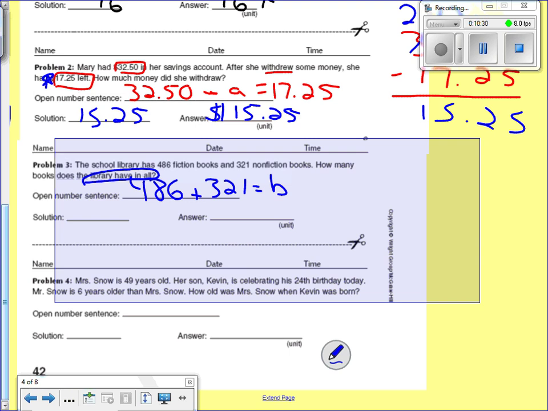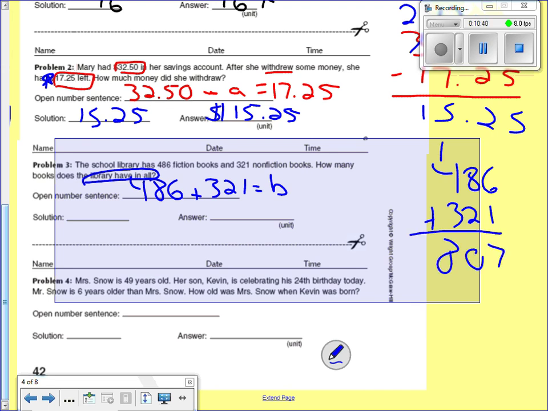But on the side of our paper, we're going to go ahead and work it out. 486 plus 321. Add it up. We got a 7, 10, 8. 807. Solution is 807. Solution just means number, right? My answer is 807 books.